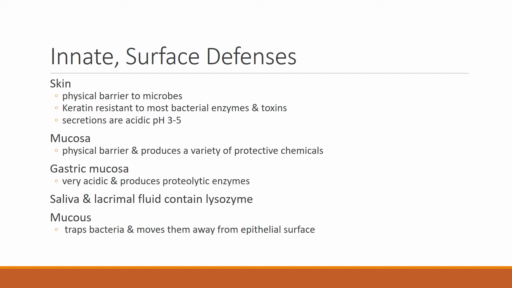And lastly, we have mucus, and so this is important for trapping and moving pathogens away from epithelial surfaces, and usually this is accompanied by cilia to help with that movement. And so we find that with the respiratory tract and also with the urinary tract a little bit, and with the reproductive tract, especially with females as well.